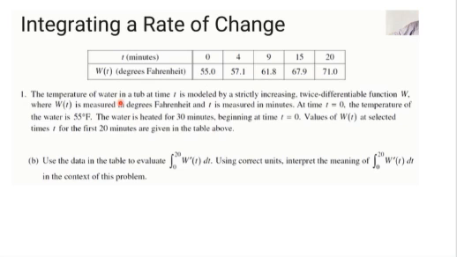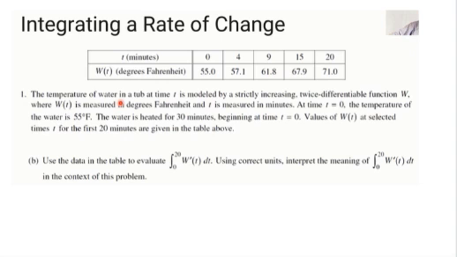All right. Temperature of water in a tub is modeled by a strictly increasing twice differentiable function, W, where W is measured in degrees Fahrenheit and T is measured in minutes. So we're talking about the temperature. At time T equals 0, the temperature of the water is 55 degrees. The water is heated for 30 minutes, beginning at time T equals 0. Values of W of T at selected times T for the first 20 minutes are given in the table above.